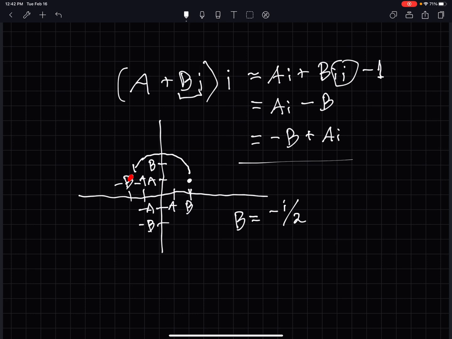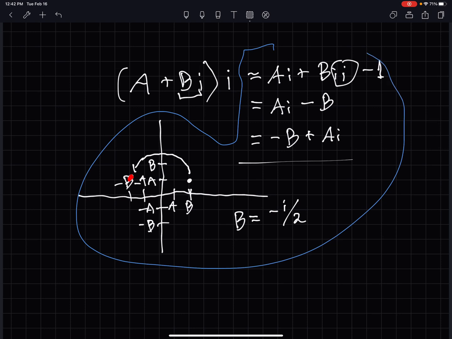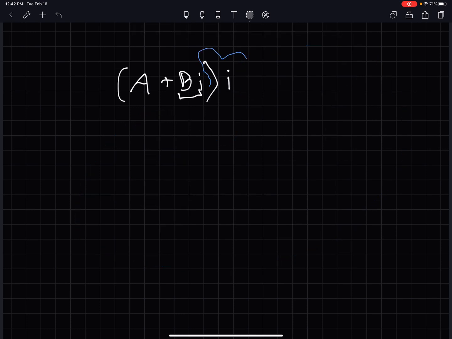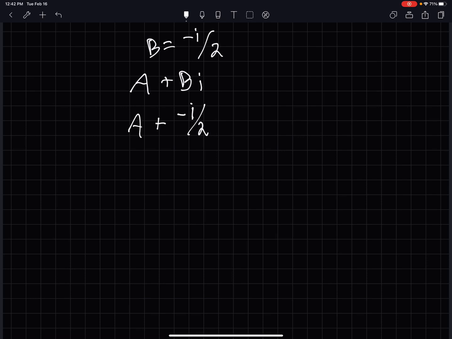Well, what happens in our original statement if we get rid of all this? We're just going to say, what happens if b equals negative i over 2. So we now will have a plus negative i over 2 times i. And then i times i is negative 1. Make that negative a positive 1 over 2.